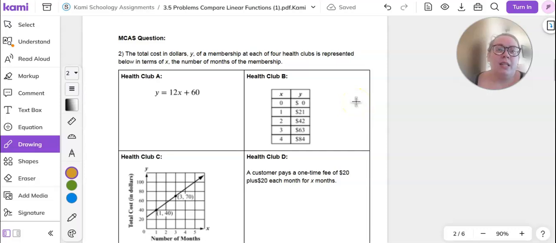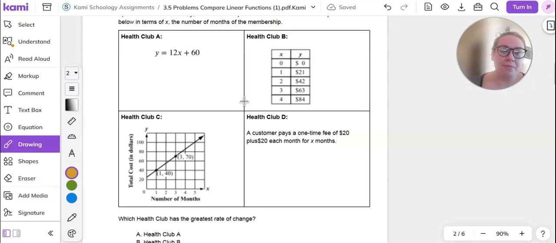It says the total cost in dollars, Y, of a membership at 4 different health clubs or gyms are represented below in terms of X, which is the number of months. So we have an equation, a table, a graph, and a sentence. And it wants to know, again, which one is the greatest rate of change.